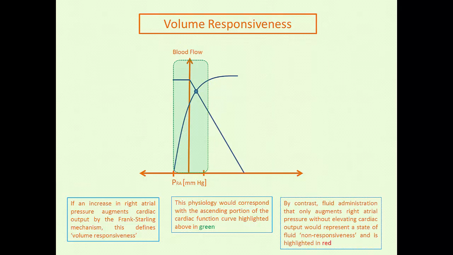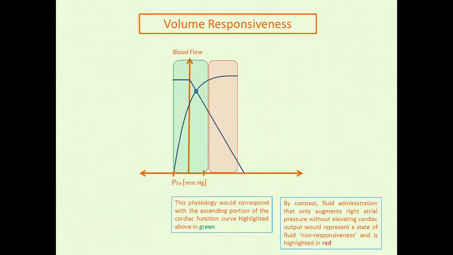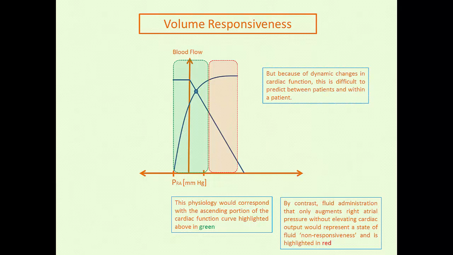And in this portion in red here, this is the flat portion of the Starling curve. Giving more fluid on the flat portion here will not augment blood flow and only increase filling pressure with likely detrimental outcomes. So how do we know when the patient is on the ascending portion of the curve?